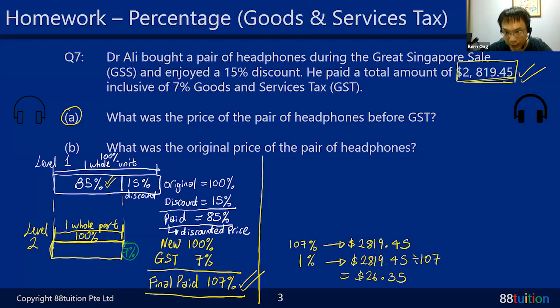Don't worry. So $26.35 is the 1%. You have to find the discounted price, which is the price before GST. It's the same thing. So you're looking for the new 100% here. So 1, how do you get to 100? Times 100. So your $26.35 also must times 100. And therefore your answer is 2,635.